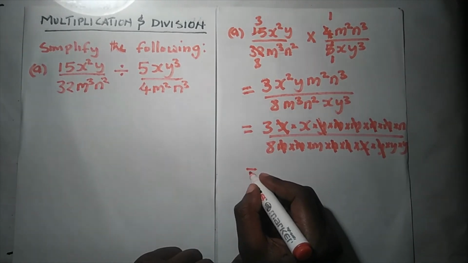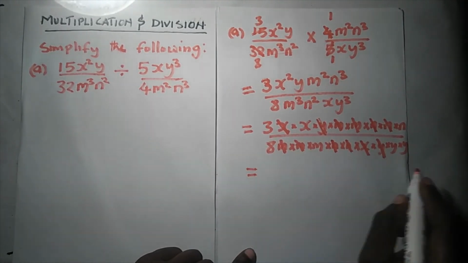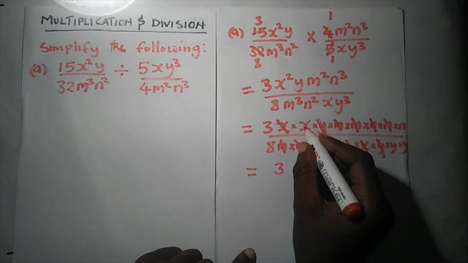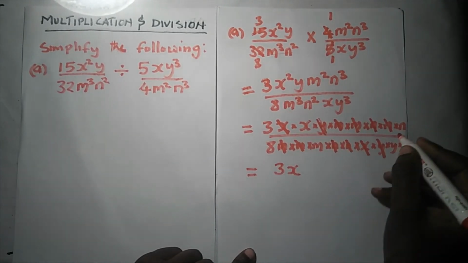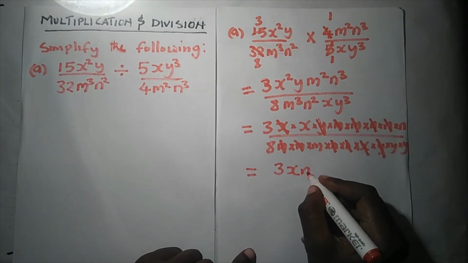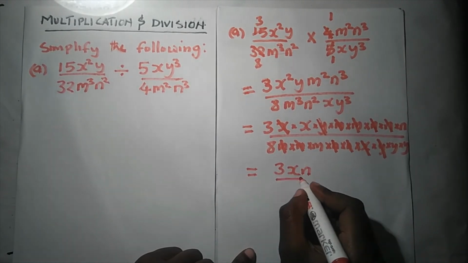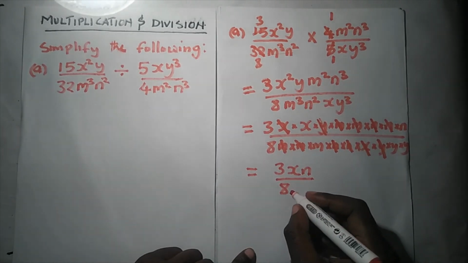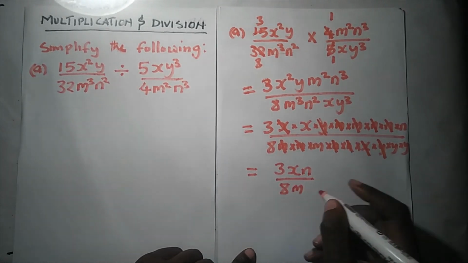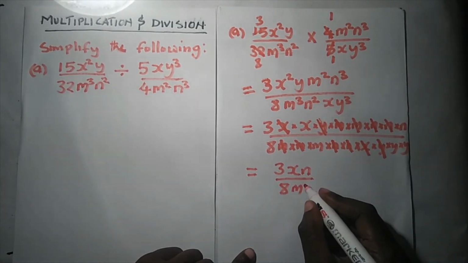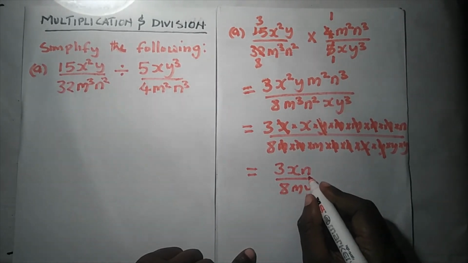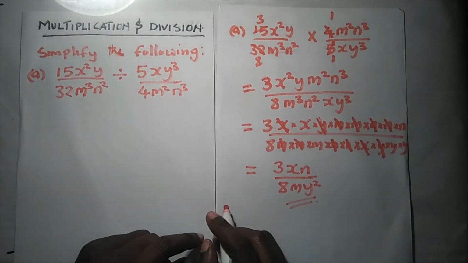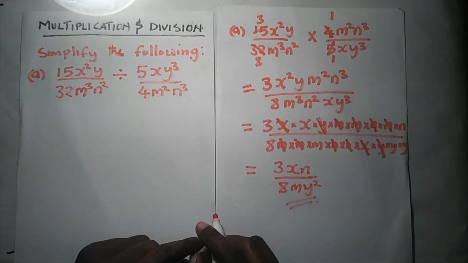And so the answer is going to comprise of what will remain on top and what has remained down. So on top we have remained with 3xn over, down here we have 8m, then y times y here is just y squared. And so this is our answer for this question here.